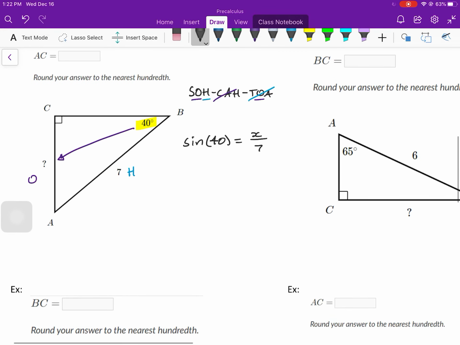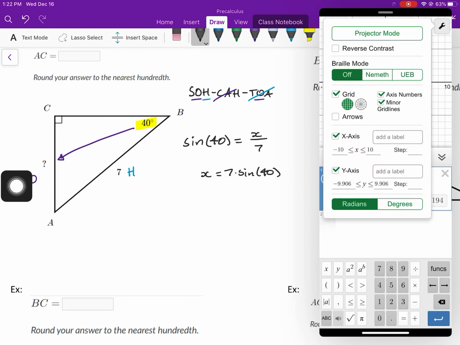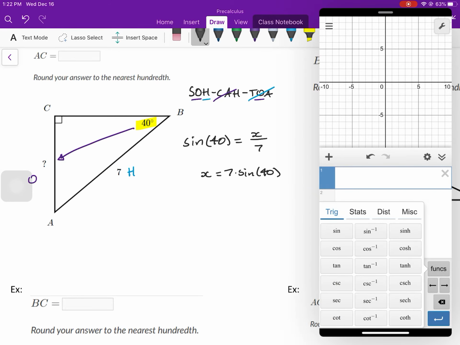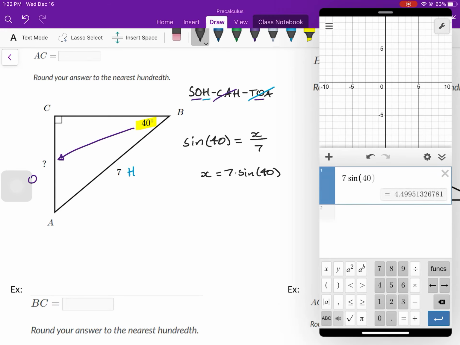Okay, so x is on the top, so we just multiply it. So x equals 7 times sine of 40. Make sure you're in degrees, because this is degrees, right? Radians we'll use later. I know we used radians earlier this year. Let's take a look. So we're going to have 7 times sine of 40. And that got me 4.4995. And we want to round to the nearest hundredth. So that's the second decimal place. So the 9 bumps up the 4, and it just ends up as 4.5, and that'll be your answer.